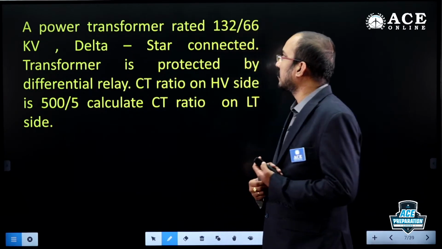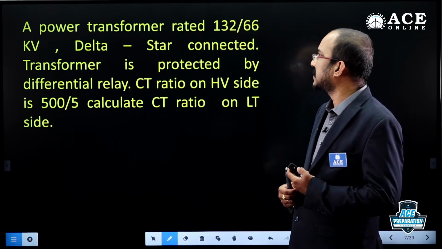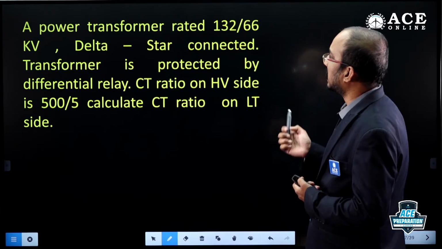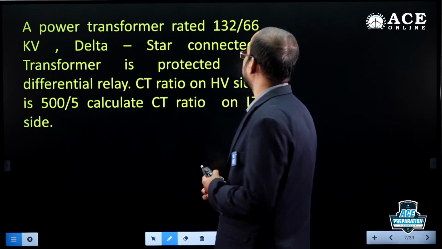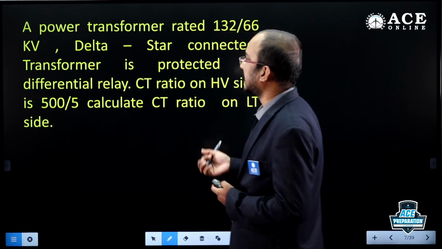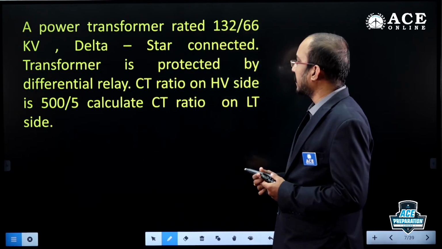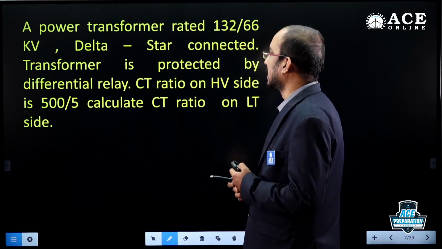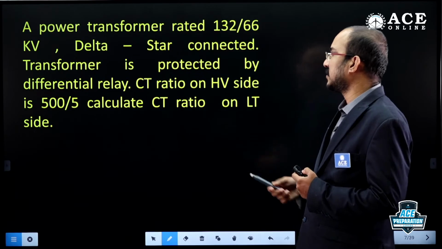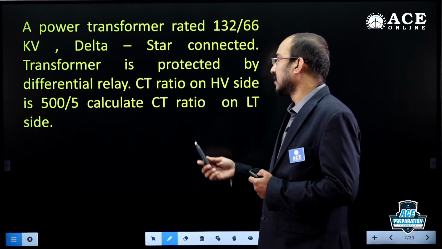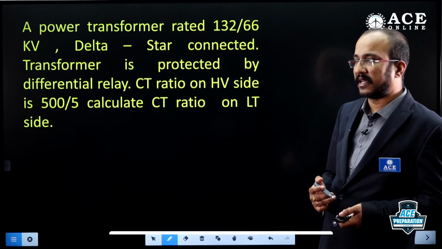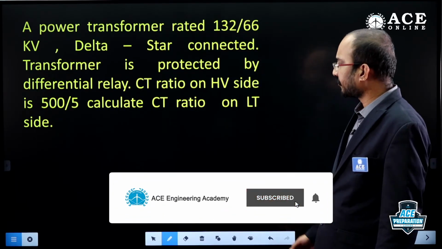A power transformer rated 132 by 66 kV, delta star connected, is protected by differential relay. The CT ratio on HV side is 500 by 5. What is the CT ratio on LT side? The LT side CT ratio is to be calculated.